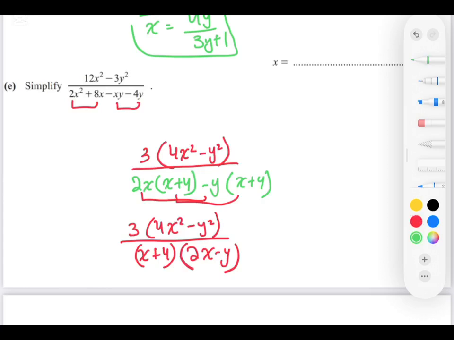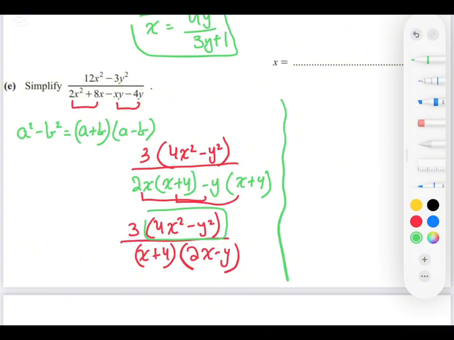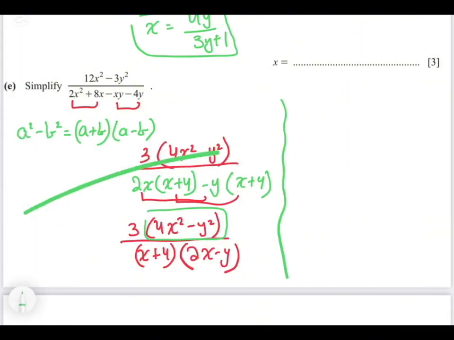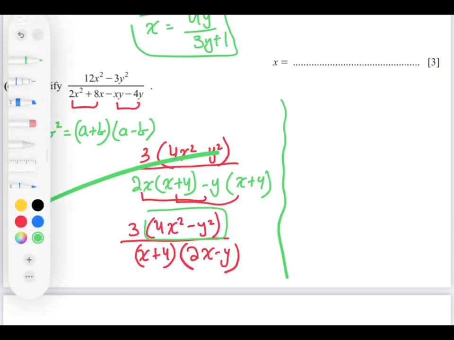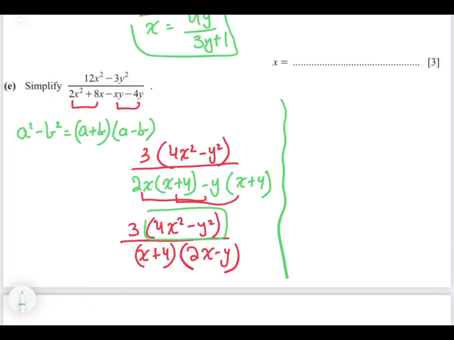Now we need to check if there is any possibility to apply any formula. Yes, we can apply a formula here. Which formula? a² - b², that is equal to (a + b)(a - b). As you see, the value is 4x² - y². So I can write this value like this: 2x, because 4 is basically the square of 2, and this is y². The denominator will remain the same.